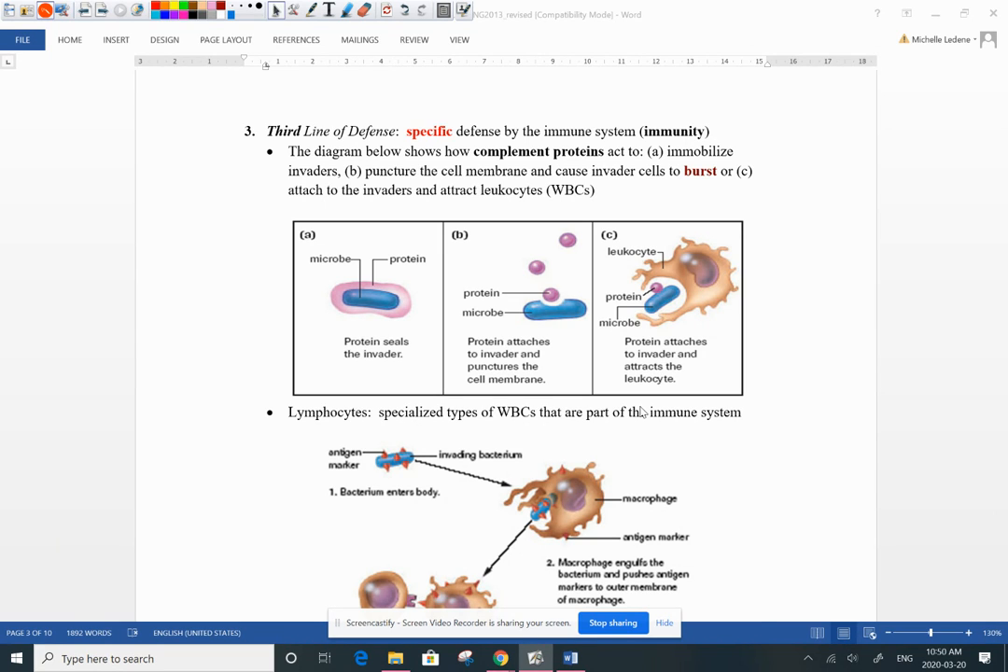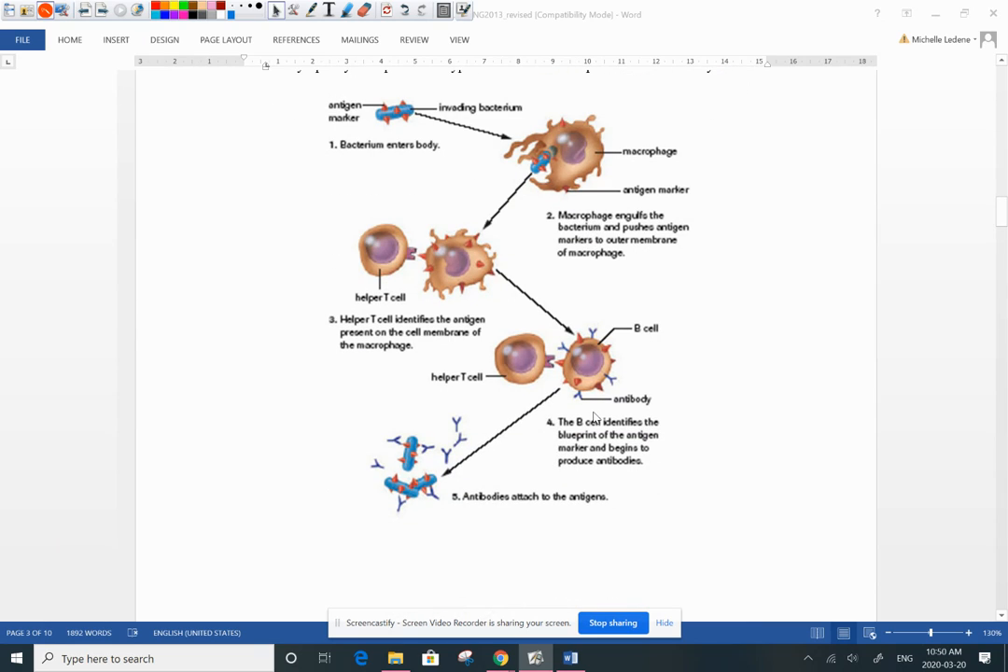Every time we are exposed to a pathogen, a foreign invader that comes into our body, this is the way that we respond. So we do have these complement proteins that immobilize and basically stop in its tracks the invaders, and they puncture the cell membranes, causing the invaders to burst. And more importantly, they're attracting the white blood cells. And these white blood cells are what we're going to focus on. And this is what they talked about in our video as well, Your Magic Doctor.